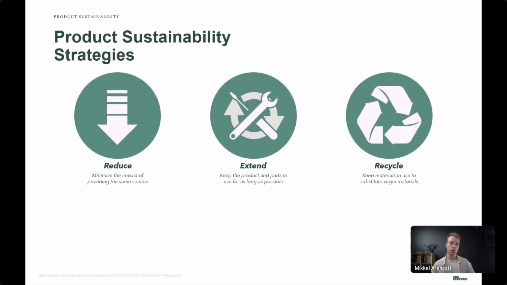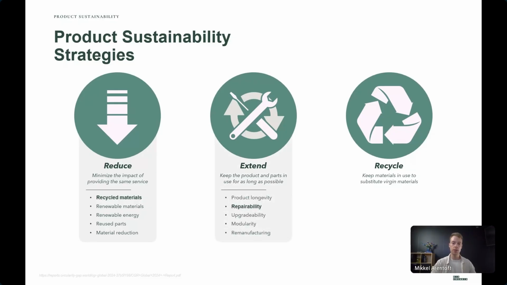Examples of the reduce strategy include using recycled materials to substitute virgin materials, using renewable energy for production, or reusing parts from old products into new products. They seek to minimize the impacts from using parts and materials that have already been in use and would otherwise become waste, or minimizing the amount of materials and energy that is used for the product.